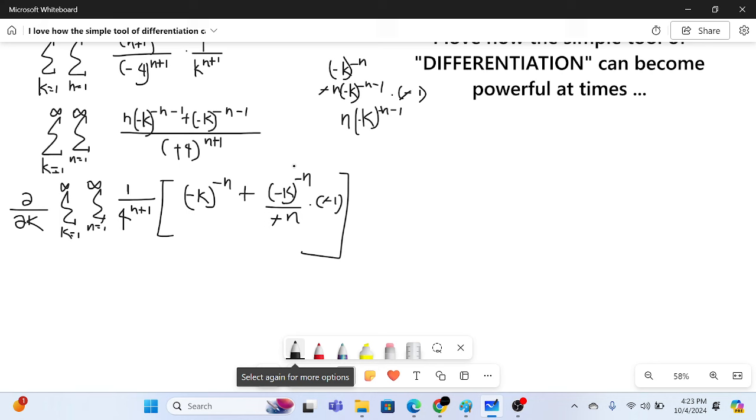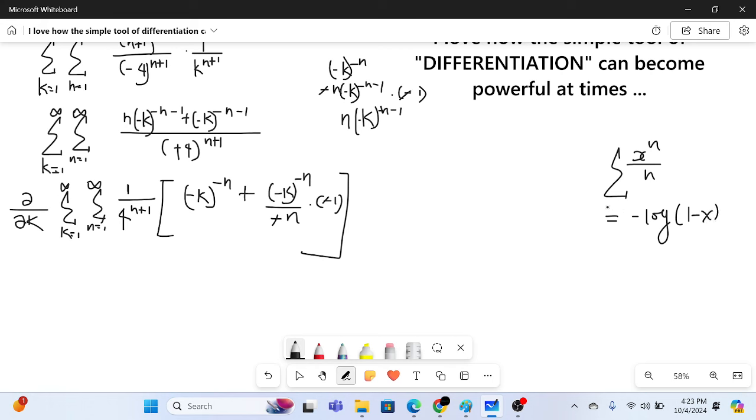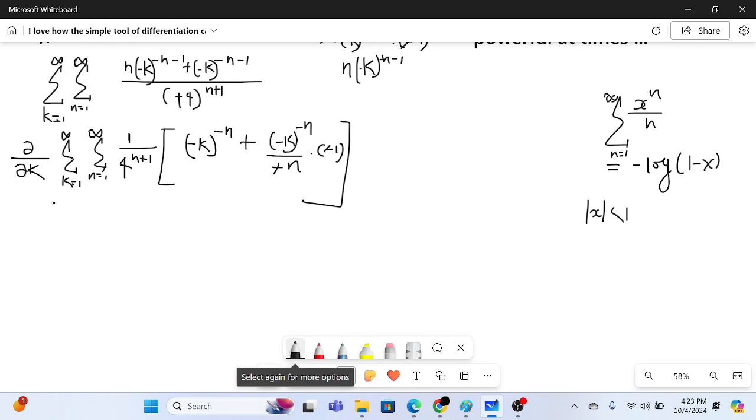There is an n, but this can be solved as a log, right? We know that the sum of x to the power n by n can be solved as log, because this is just minus log of 1 minus x, if n is going from 1 to infinity and the modulus of x is less than 1. Okay. Now over here we have the partial derivative with respect to k, so I'm going from k equals 1 to infinity, and from n equals 1 to infinity.